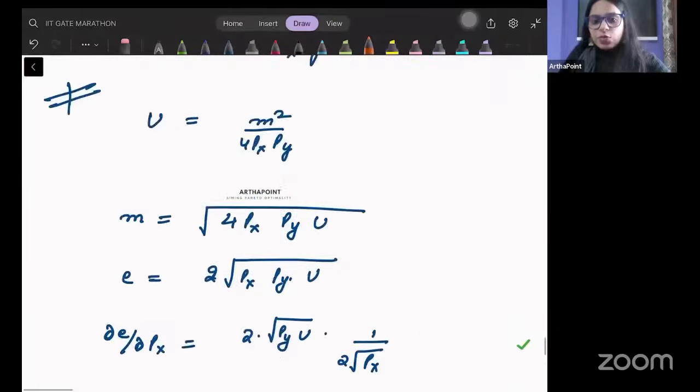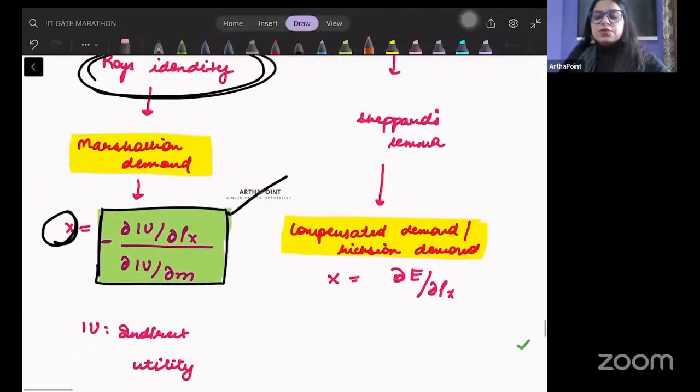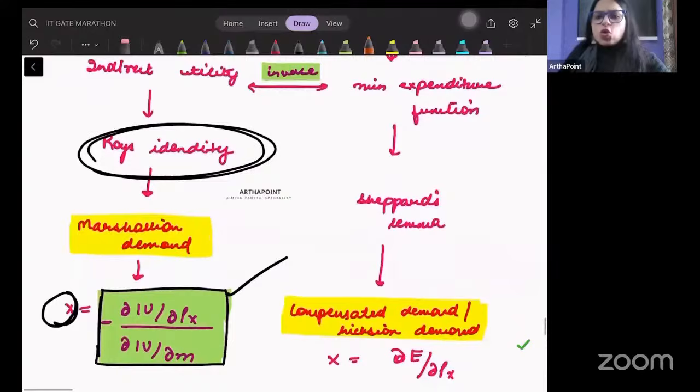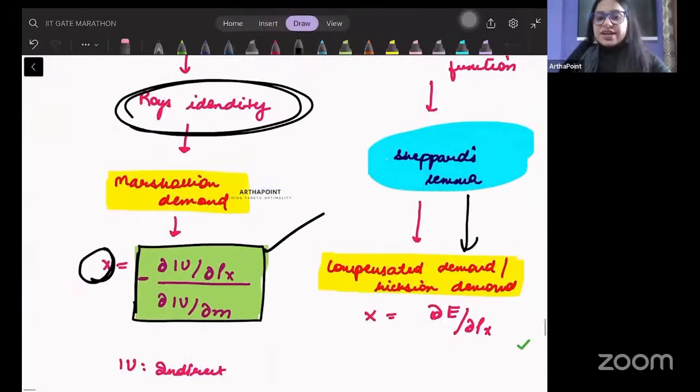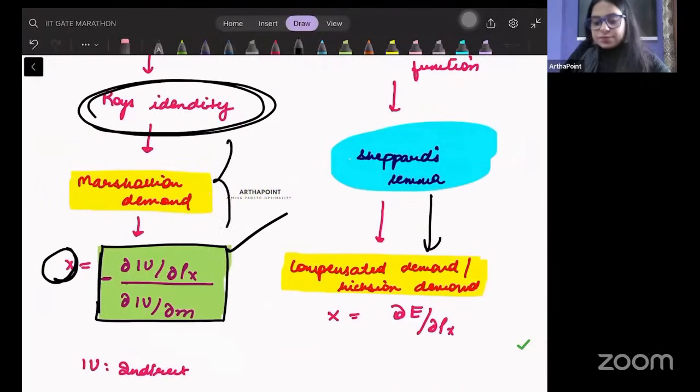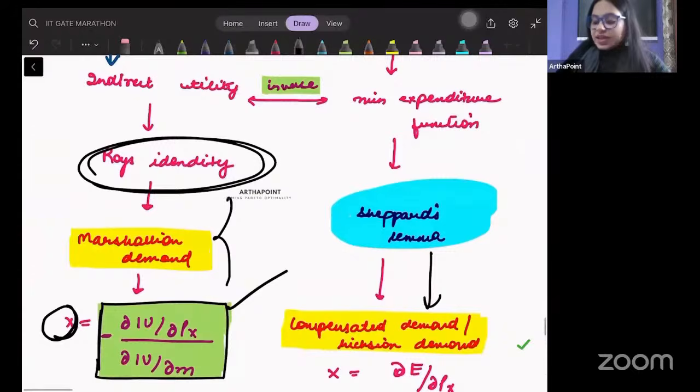Now, just one more thing that I want to discuss here, which is your Shepard's lemma, because all of you are confused between Roy's identity and Shepard's lemma. The Shepard's lemma gives you what is called Hicksian demand. Look, Roy's identity gives Marshallian demand. For Roy's identity, you need the indirect utility function. Marshallian demand is always a function of income and prices.